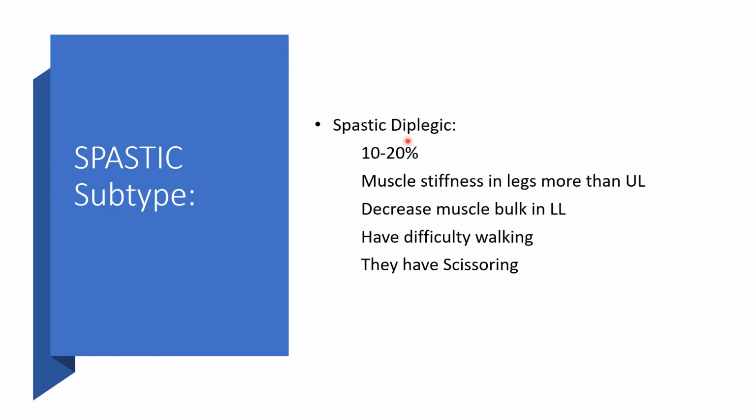In spastic diplegic cerebral palsy, that will affect about 10 to 20%. Here, there will be muscle stiffness. But unlike hemiplegic, where the arms will be affected more than the legs, here legs will be more affected than the arms. In other words, lower limbs will be more affected than the upper limb. There will be decreased muscle bulk in lower limbs. Of course, disuse atrophy, right? Then there will be more difficulty walking. Of course, because the lower limbs are more affected. That's obvious. And one classical presentation is that they will have scissoring when they're moving.